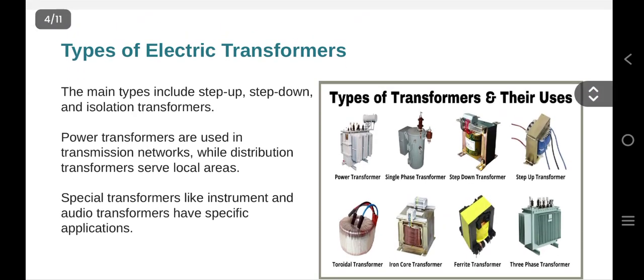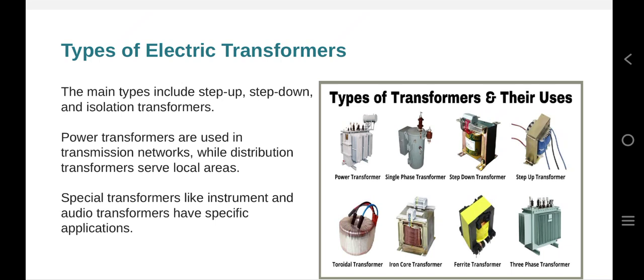Now come to the types of electrical transformer. According to the design and supply level, the transformer can be of various types. The main types include step up and step down transformers and also isolation transformers. I have already discussed that a step up transformer increases the voltage from the primary winding to the secondary side, and the step down transformer is used to decrease the voltage level from primary to secondary side.